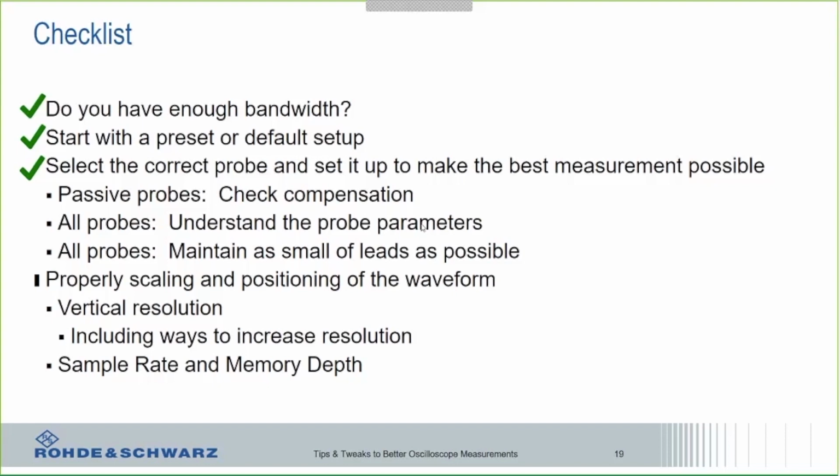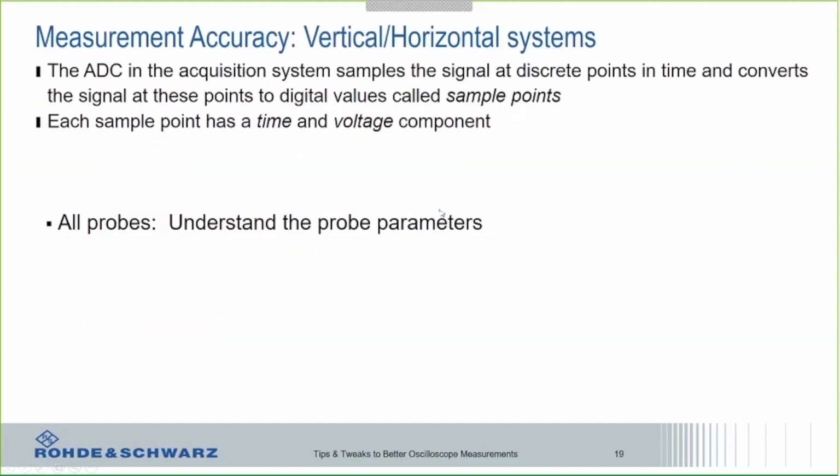Part of it goes into vertical resolution. So essentially what buckets do the sample points get put into on the oscilloscope. And then we'll talk about sample rate and memory depth as well, and making sure that you have all of this on the display of the scope to get you the best measurement possible. So let's start with the vertical portion of the oscilloscope.